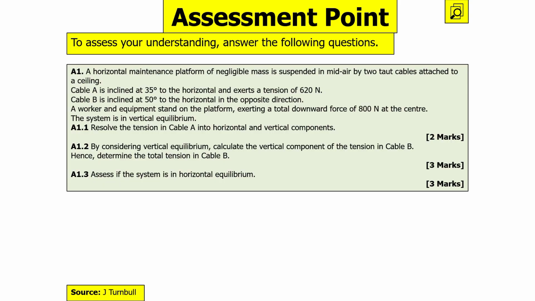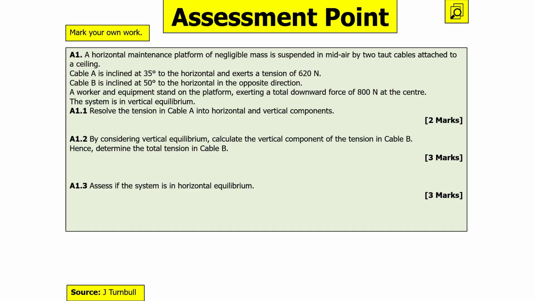Resolve the tension in cable A into horizontal and vertical components. By considering vertical equilibrium, calculate the vertical component of the tension in cable B, hence determine the total tension in cable B. Then assess if the system is in horizontal equilibrium. So pause the video now, then unpause the video when you want to go through your answer.